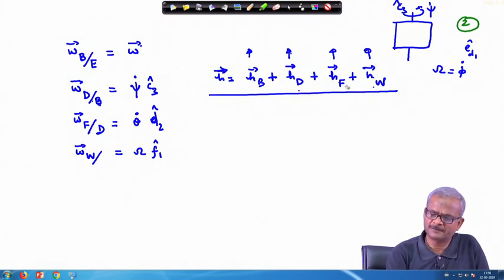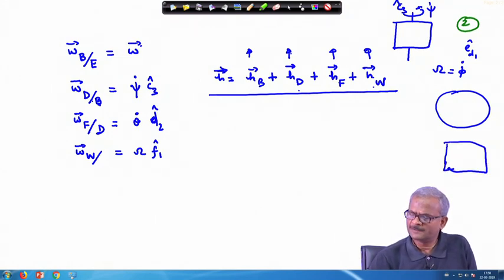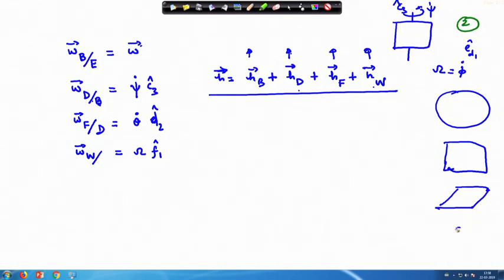So, we are making a free body diagram of each and every one. This is your satellite, this is your outer frame, then this is your inner frame, and attached to this is the wheel. So, all of them are free body diagrams, FBD. For all of them we are writing like this. Now, we have to compose each of the terms here.